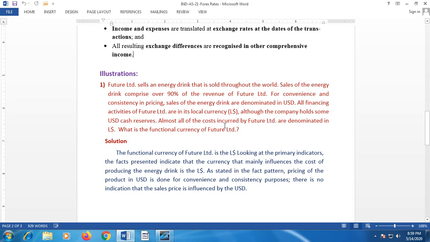Almost all the costs incurred by Future Limited are denominated in local currency. What is the functional currency of Future Limited?